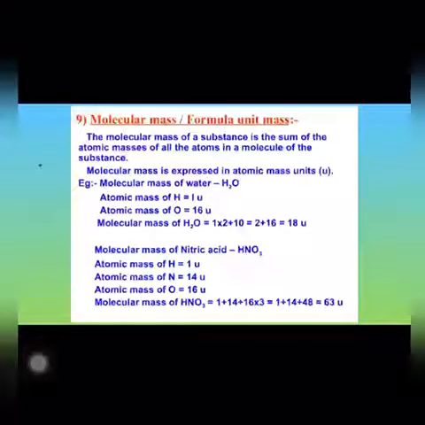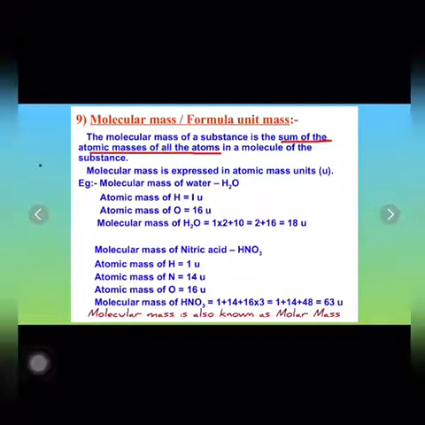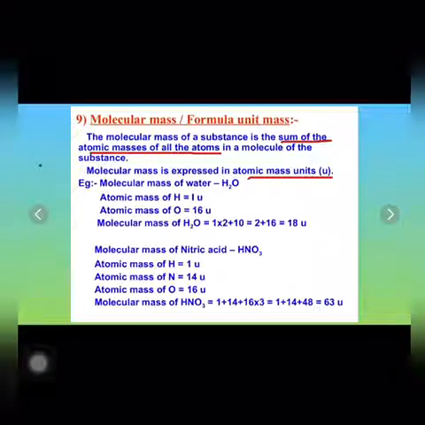So we have studied that the mass of the atoms is known as the atomic mass. In the same way, the mass of the molecules is termed as the molecular mass, and it can be defined as the sum of the atomic masses of all the atoms which are present in a molecule of that particular substance. Also, molecular mass is expressed in atomic mass units, which is denoted by the letter u.